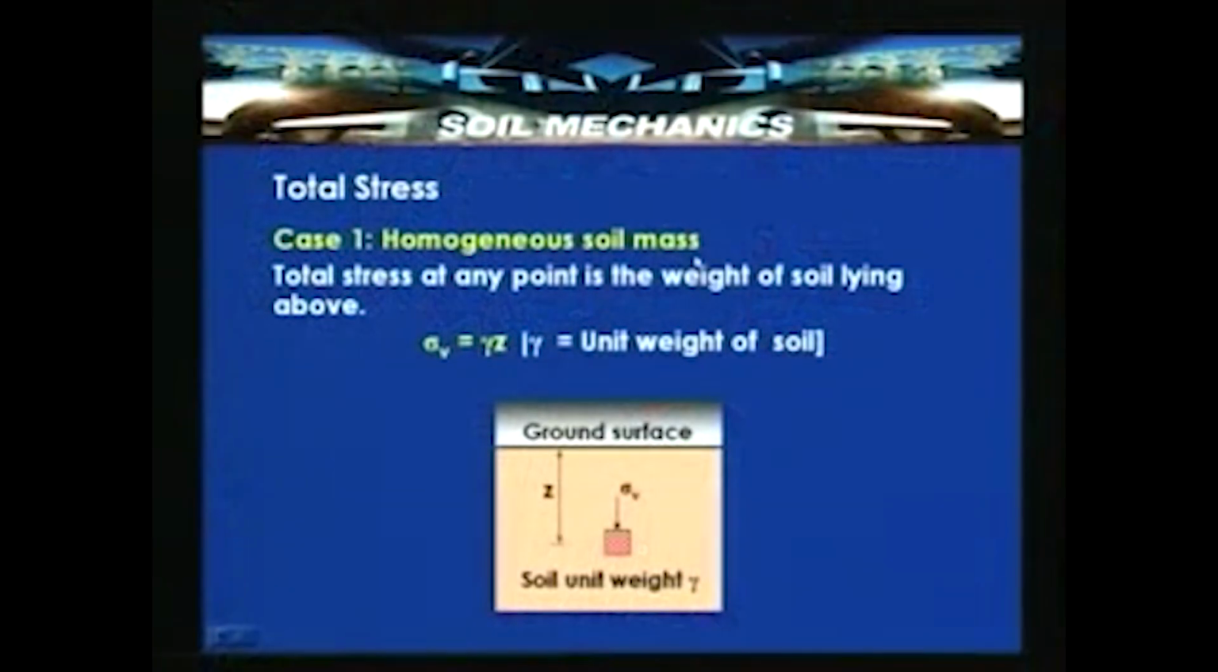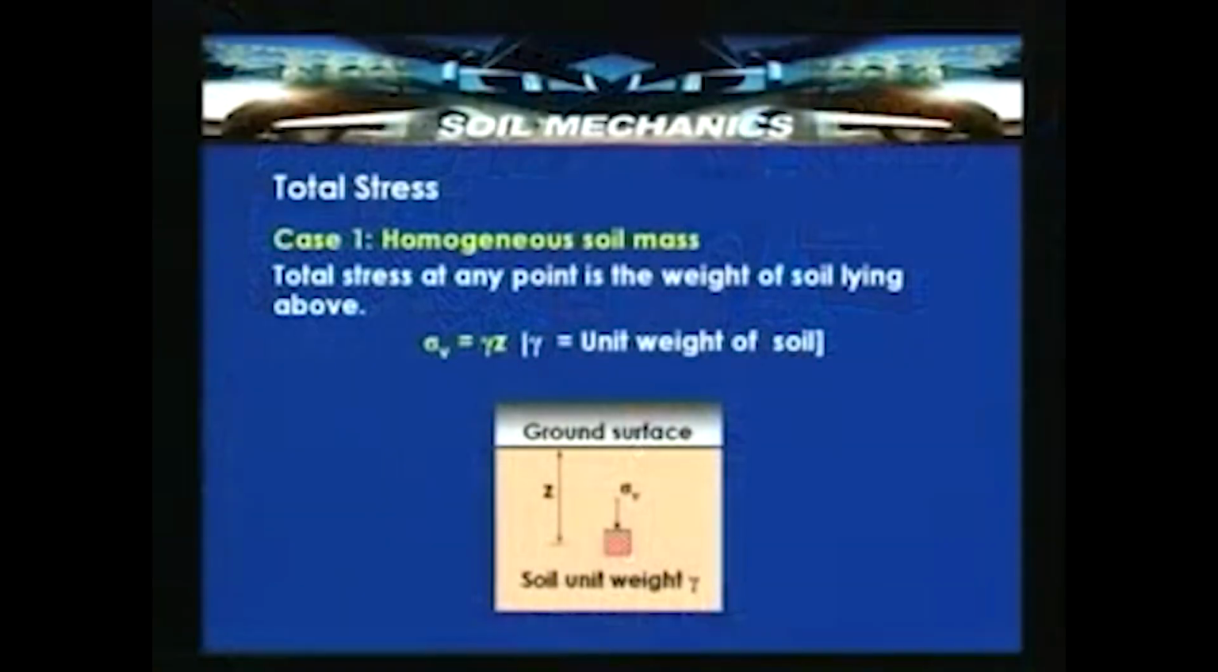So, let us consider different cases like homogeneous soil mass. We have already discussed, but let us consider here as case 1 with a homogeneous soil mass. The total stress at any point is the weight of the soil lying above. That is what we have discussed. Total stress at any point is the weight of the soil lying above the plane at which we are determining the stress. So, sigma v is equal to gamma z.